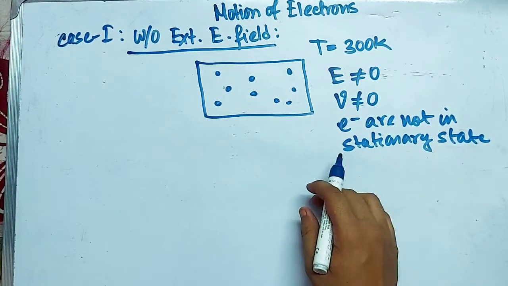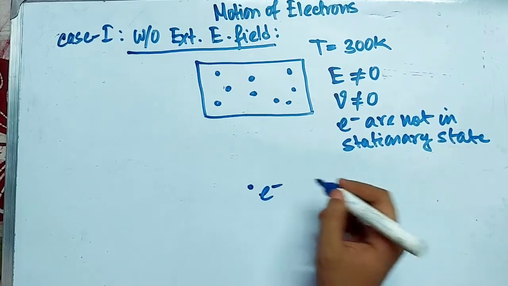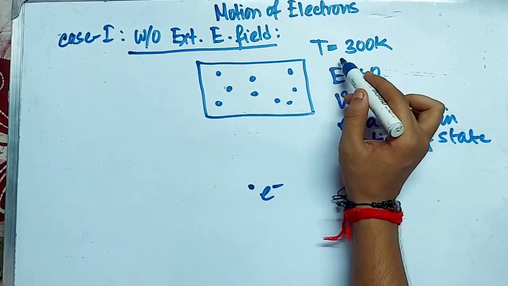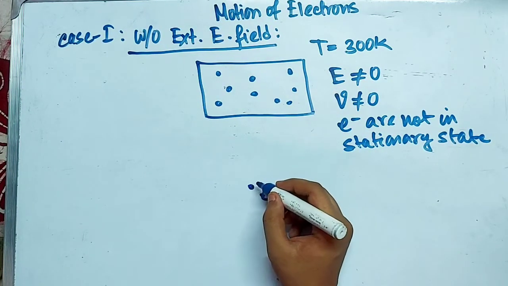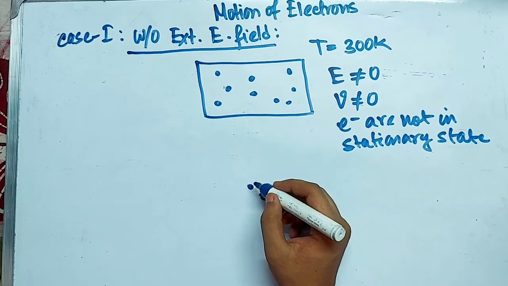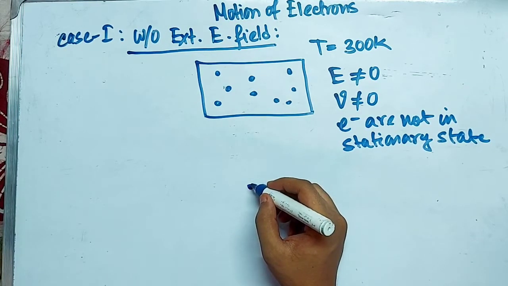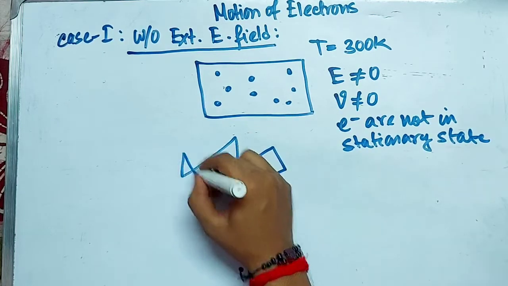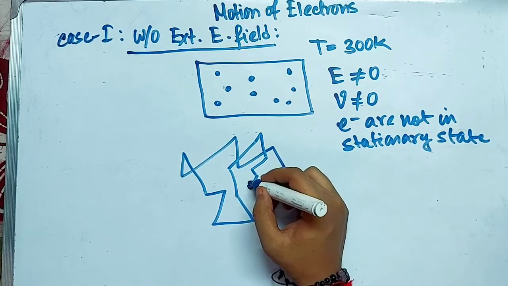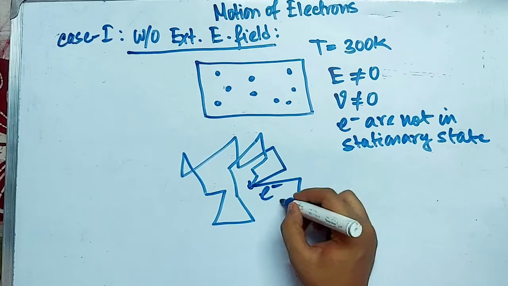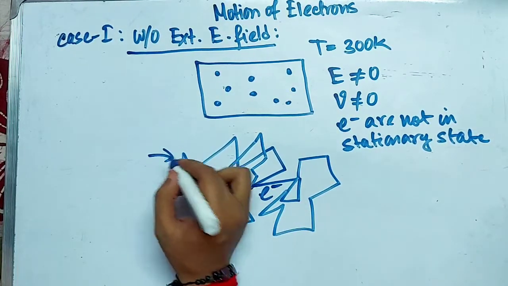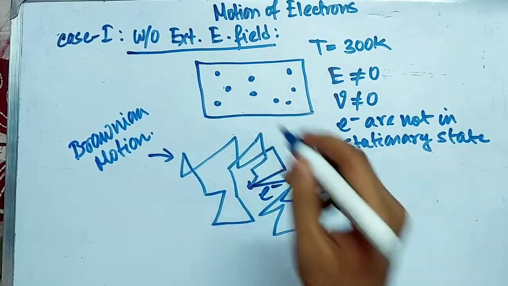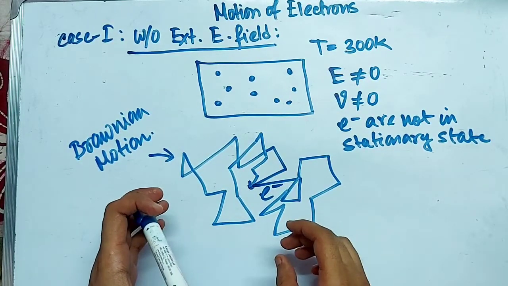So how are the electrons moving? If we consider this is an electron, without any external electric field at T not equal to 0 Kelvin, this electron has an equal probability of moving in any direction, or we can say it has equiprobability of moving in any direction. That means this electron moves in random directions, and finally it comes to its primary state, and then it again starts its random motion. This kind of random motion is known as Brownian motion.